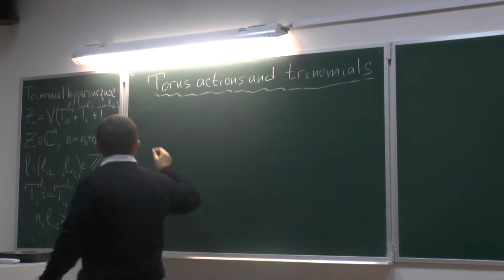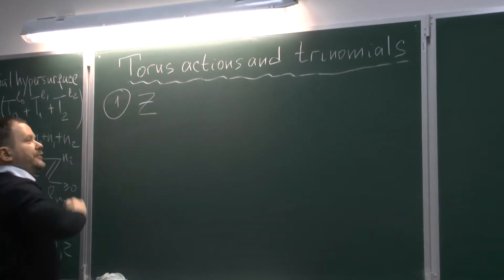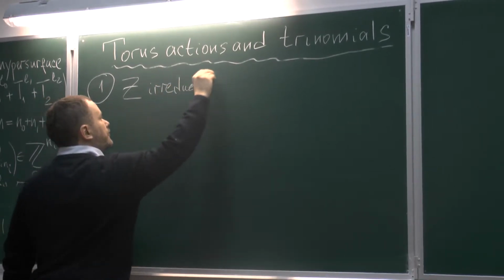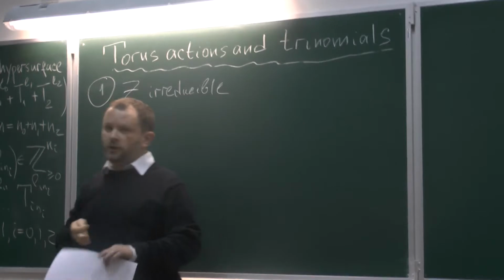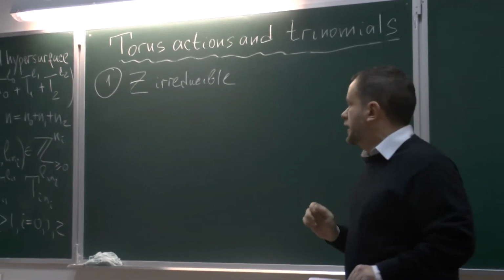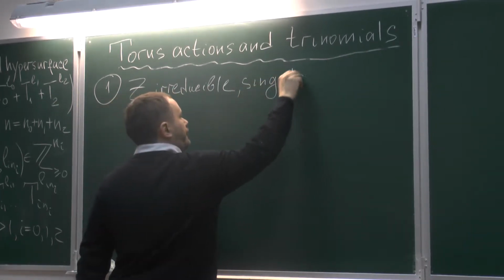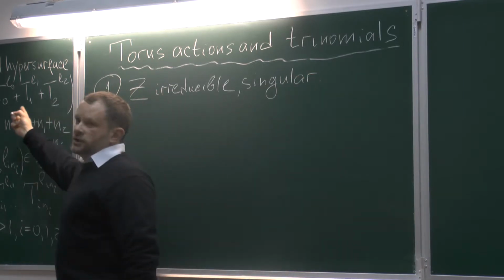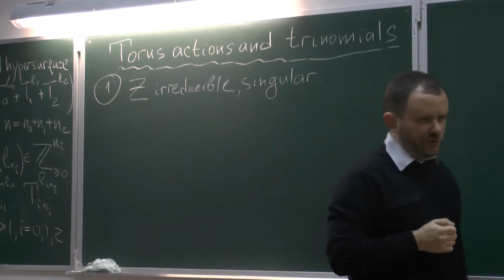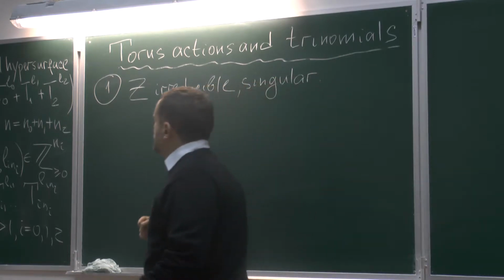First observation. This is quite easy to check that this hypersurface is irreducible. This polynomial cannot be decomposed into a product of 2 other polynomials. And my variety is always singular. One can just take partial derivatives of this polynomial and put them equal to 0, and you will find that, say, the origin is always a singular point of this hypersurface.